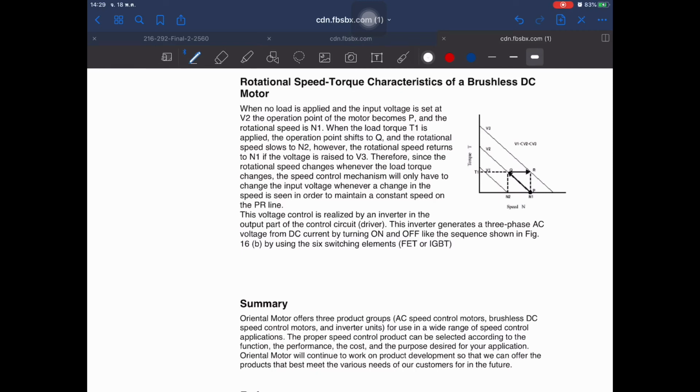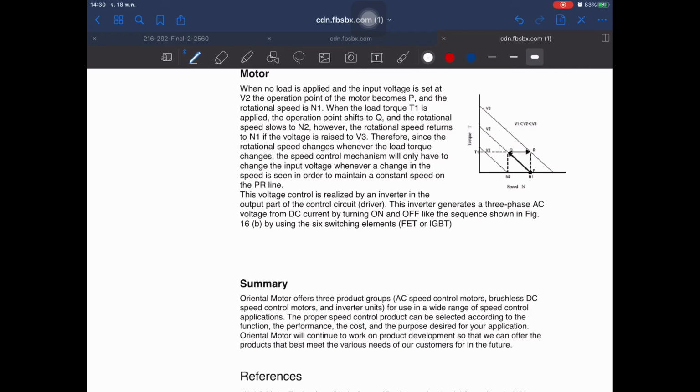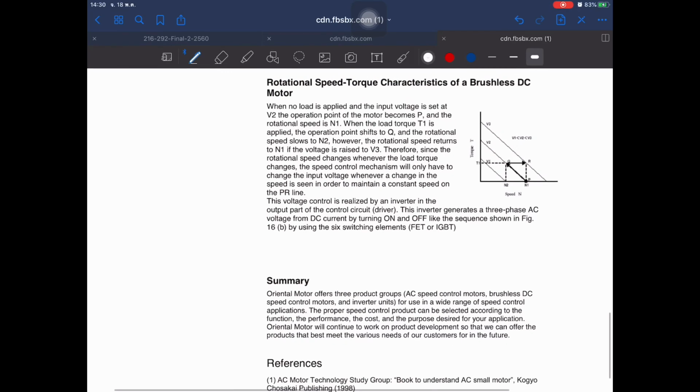Therefore, since the rotational speed changes whenever the load torque changes, the speed controller mechanism will only have to change the input voltage whenever a change in the speed is seen in order to maintain a constant speed on the P-R line.